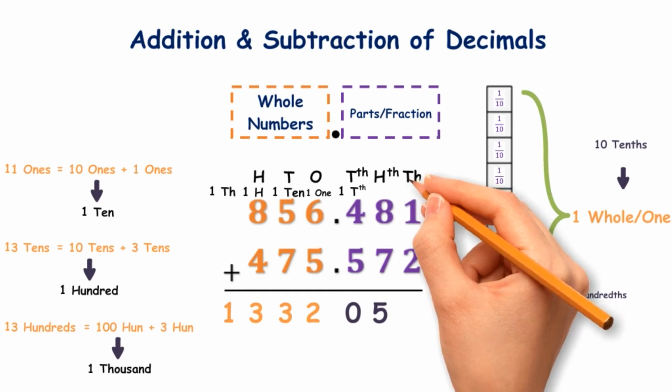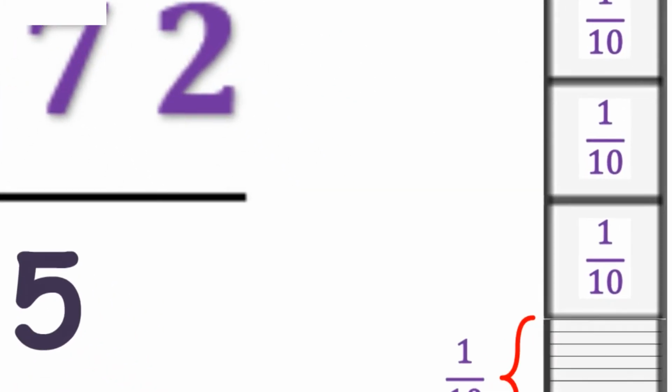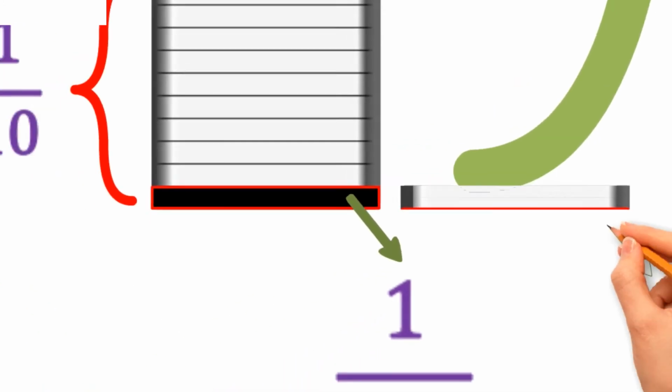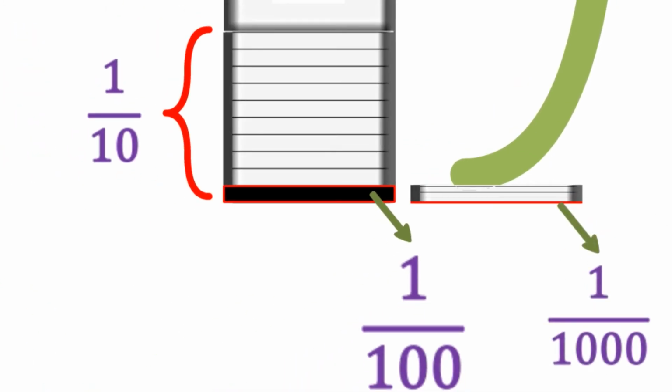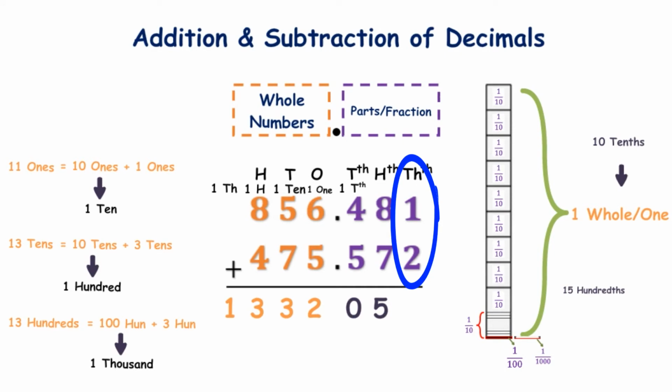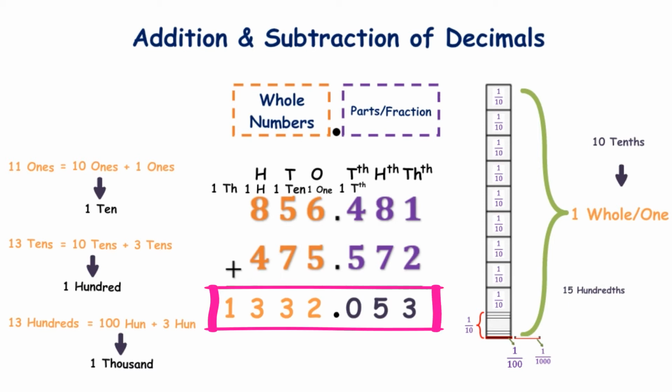Now the next column is thousandths. This column is equal to 10 parts of 1/100. Each part is 1/1000. So there will be total 1000 parts. Now 1/1000 plus 2/1000 equals 3/1000. Thousandths. Decimal point same as it is. So this is the addition of decimals. Our final answer is 1322.053. Whenever you add or subtract decimals, you should start from the right hand side.